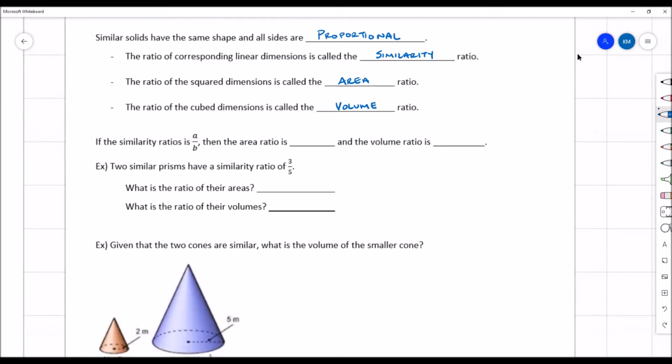If the similarity ratio is A to B, then the area ratio will be A squared to B squared, and the volume ratio will be A cubed to B cubed. Okay, so let's look at this with some numbers. If we knew that the similarity ratio between two similar prisms was 3 to 5, their area ratio would be 3 squared, 9, over 5 squared, 25. The ratio of their volumes would be 3 cubed, 27, over 5 cubed, 125.